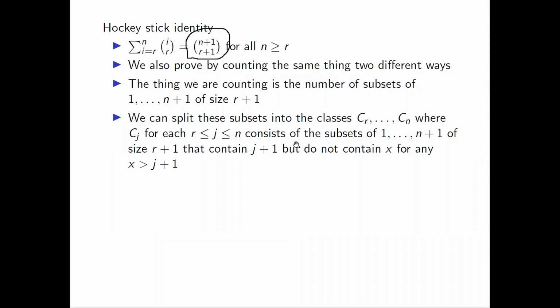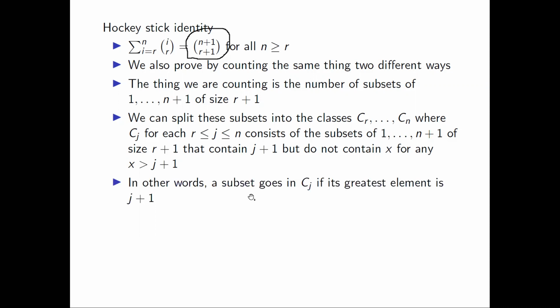So these classes will be disjoint from each other. And the class CJ, for each J equal to R, R plus 1, R plus 2 up to N, will consist of the subsets of 1, 2 up to N plus 1 of size R plus 1 that contain J plus 1, but don't contain any X that's greater than J plus 1. In other words, the class of subsets CJ will consist of the subsets whose greatest element is J plus 1.